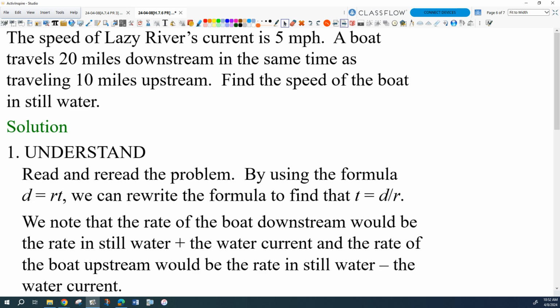Okay, what about this? A lazy river's current is 5 miles per hour. A boat travels 20 miles downstream in the same time as traveling 10 miles upstream. How could we find the speed of the boat in still water? Same boat, same engine, whole bit. So what do you think? It's a tricky one. That is a little tricky.